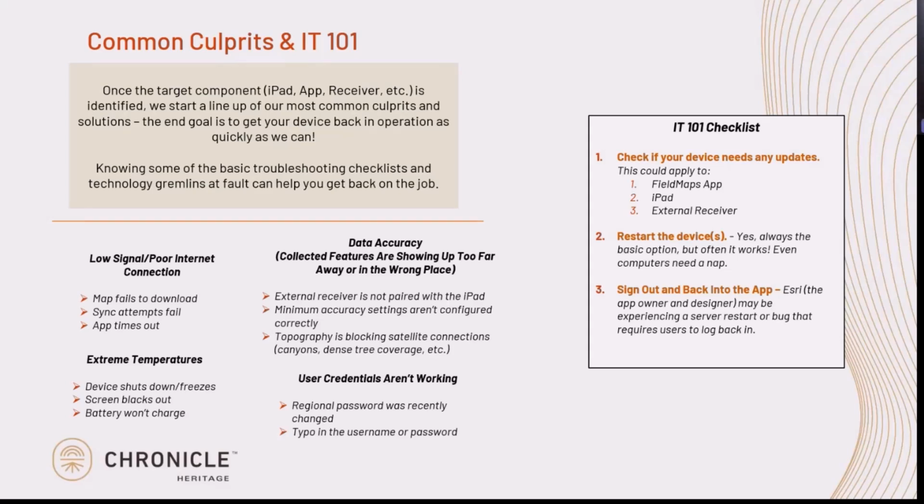Strong caveat that, of course, you are always welcome to reach out for help, but we also know you've got stuff to do. So here are some common culprits and suspects and resolutions that we've put together that people do run into pretty regularly. The first most common culprit is low signal or poor internet connection. You see that manifesting in maps not downloading, sync attempts failing, the app timing out, stuff like that.